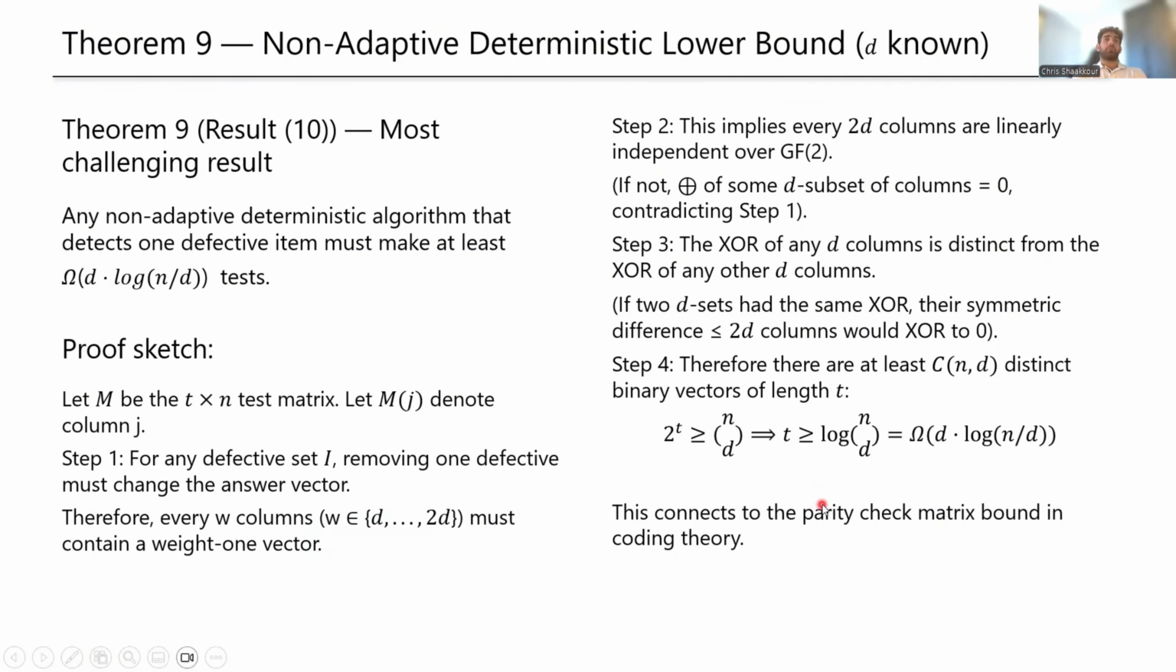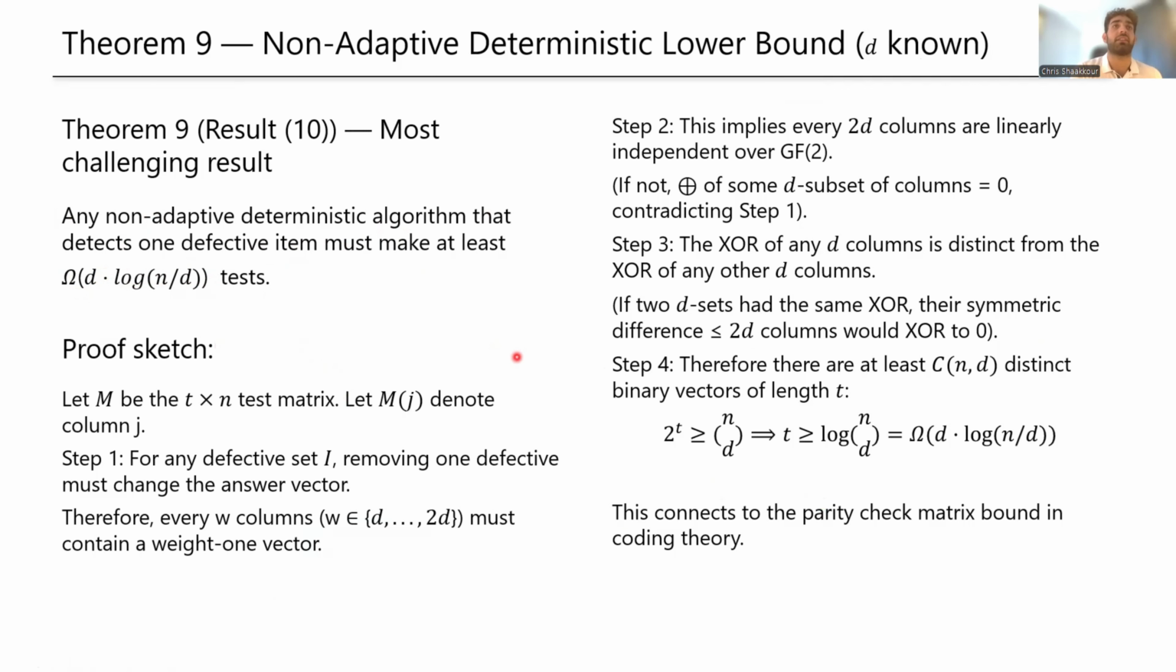And theorem number 9, which is result number 10, we are gonna now test the lower bound for the previous test. So we're running over the non-adaptive deterministic lower bound where D is known. So it says that any non-adaptive deterministic algorithm that detects one defective item must make at least Omega of D log(N/D) tests. Okay, so the proof goes like this.